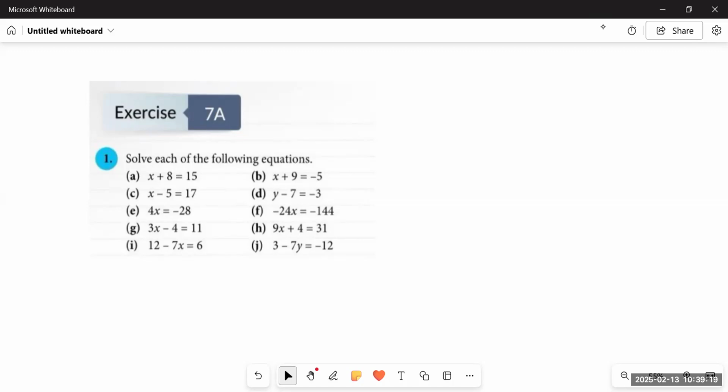This is exercise 7A of Think New Syllabus Mathematics Book 1. Today we are going to start the new chapter that is related to linear equations. After having a concept of what is algebra, what are variables, now we are going to use this algebra to find out the value of an unknown, okay?